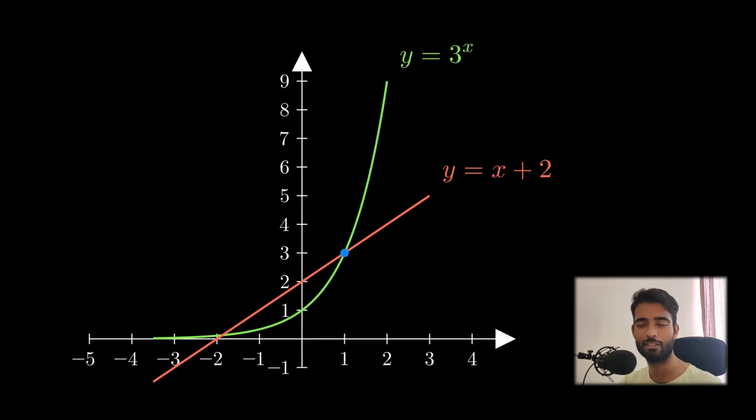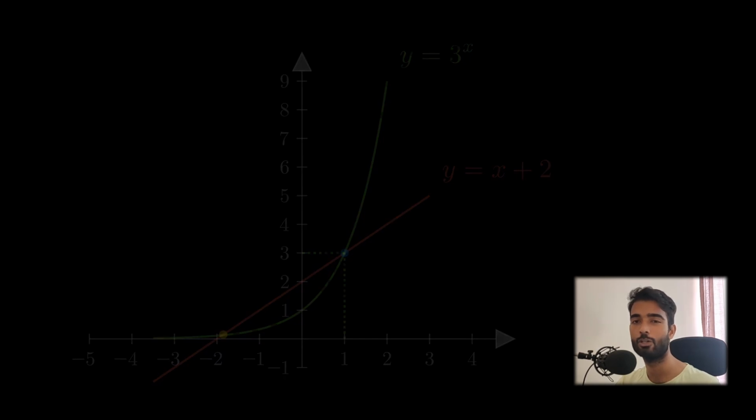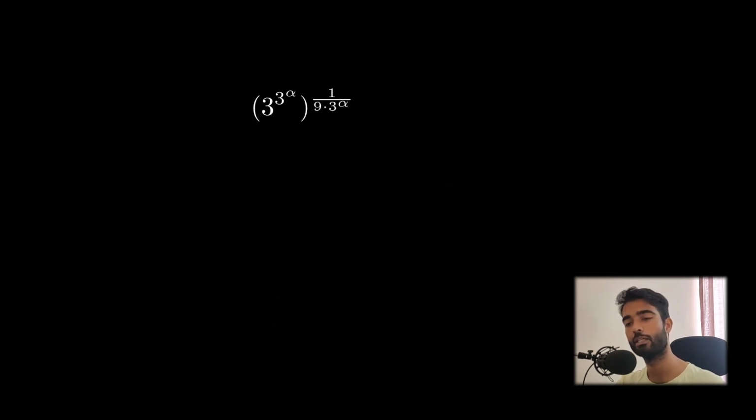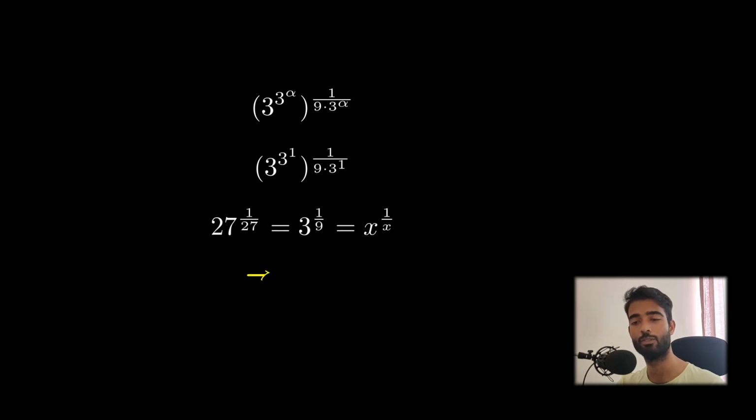And we see that the solution might be x equals 1. So we put x equals 1 and we see that y equals 3 for 3 to the power x and y equals 3 for x plus 2 as well. So x equals 1 is clearly a solution. So we go back to our equation and substitute alpha equals 1 and obtain 3 to the power 3 raised to the power 1 by 9 times 3, which is equal to 27 to the power 1 by 27. Now we can clearly see that x equals 27.